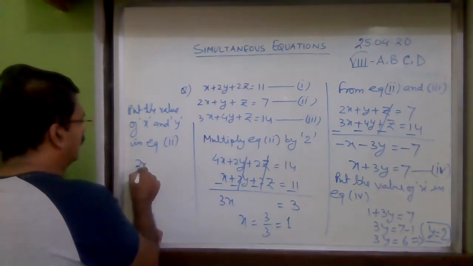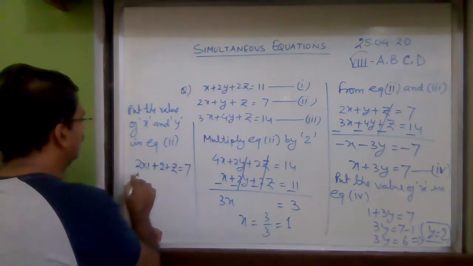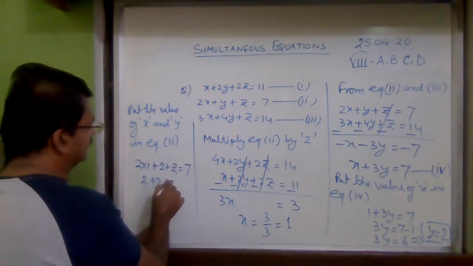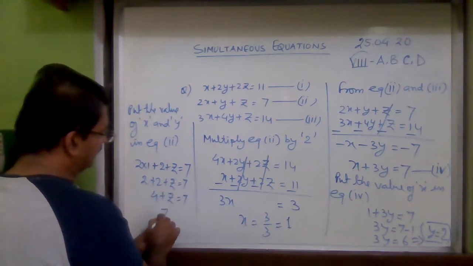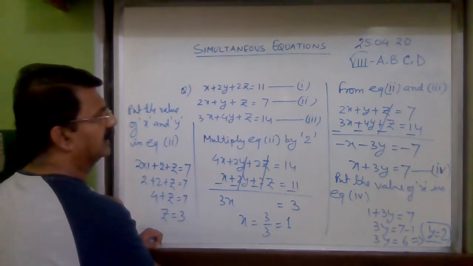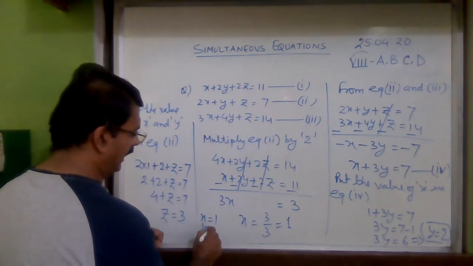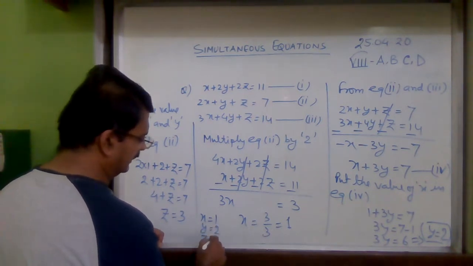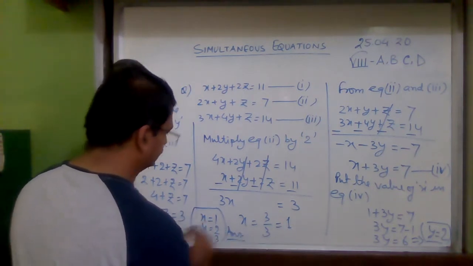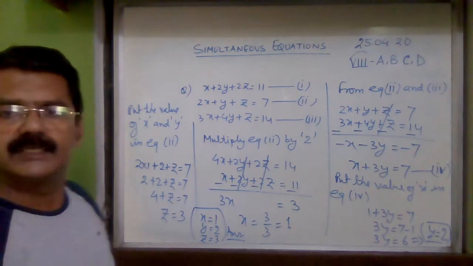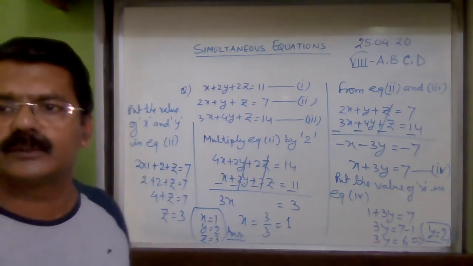So 2 into 1 plus 2 plus z is equal to 7. So 2 plus 2 plus z is equal to 7. 4 plus z is equal to 7. So z is equal to 7 minus 4, that is 3. So finally we have x is equal to 1, y is equal to 2 and z is equal to 3. And that is our answer. I hope this is clear to all of you.